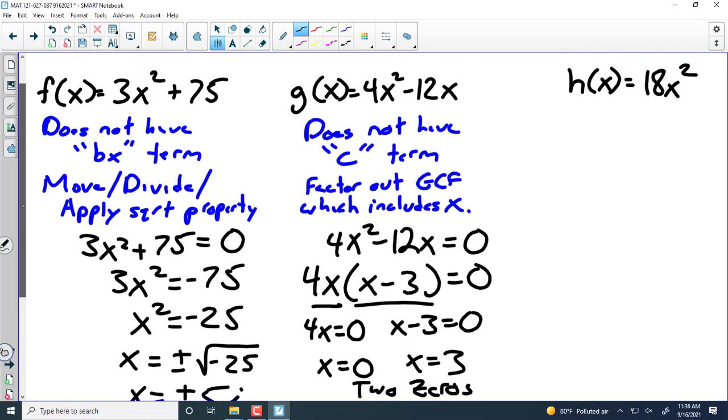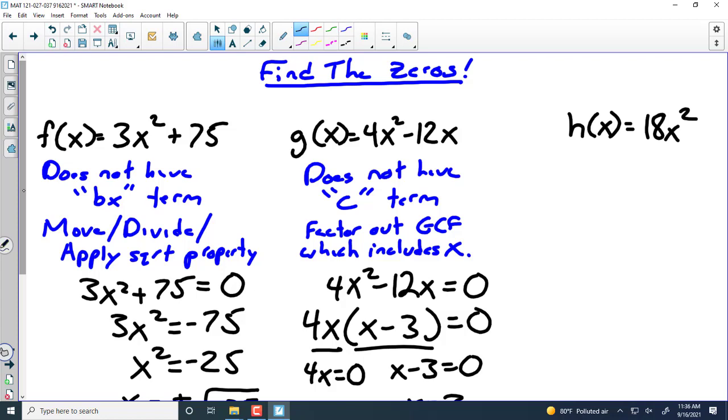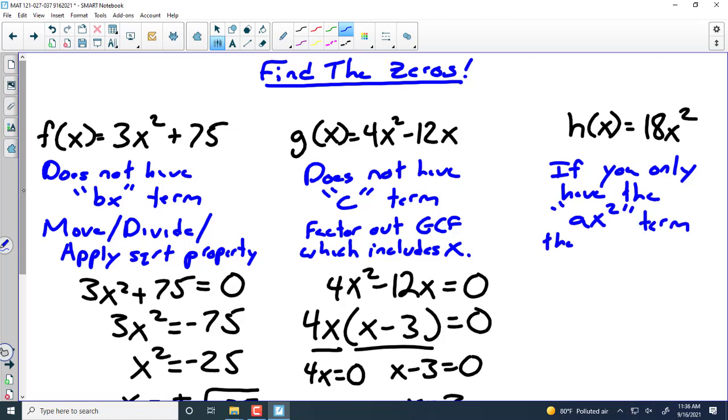Okay, last one. This is the easiest one. If you only have the ax squared term, then 0 is your only zero. That sounds weird when you just hear me say that out loud. 0 is the only 0, but what I mean is there's only one number you can plug in here and get a result of 0, and that is the number 0 itself. So if you just have this, the answer is going to be 0.